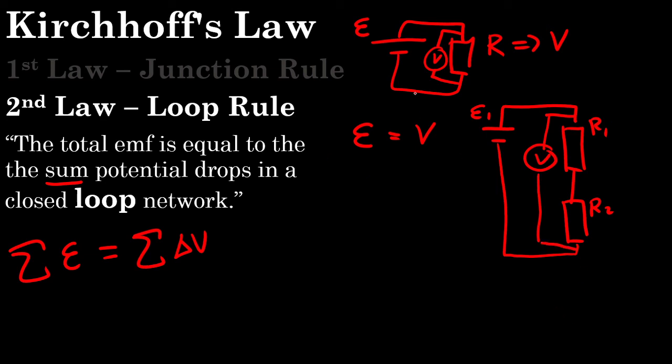All right. So that means I can again apply Kirchhoff's loop rule, and I will have epsilon 1 equals the voltage drop in the first resistor plus the voltage drop in the second resistor.